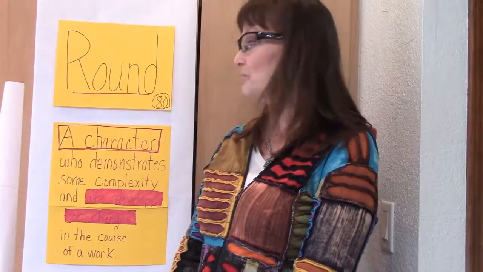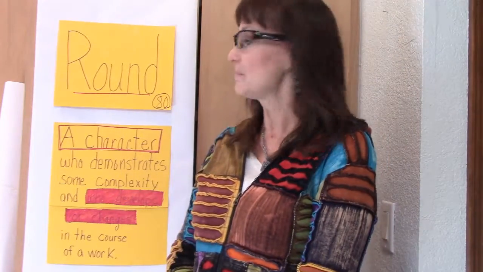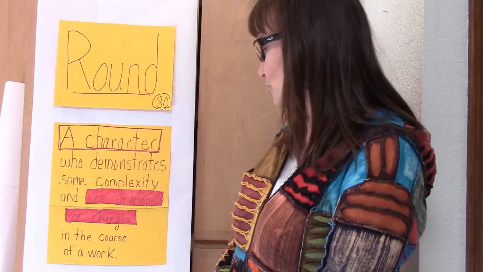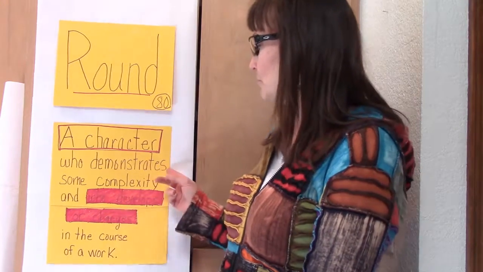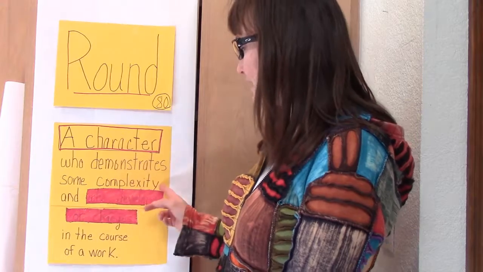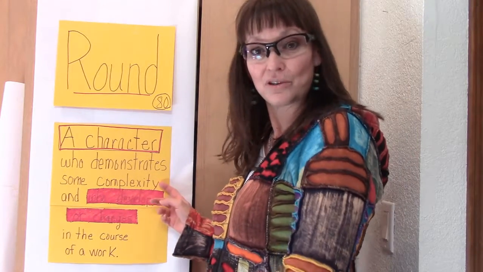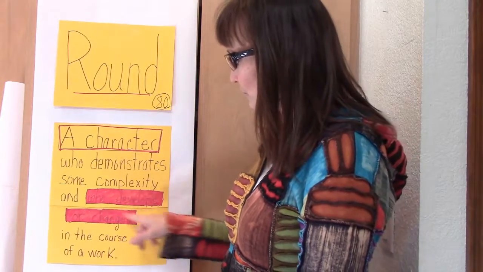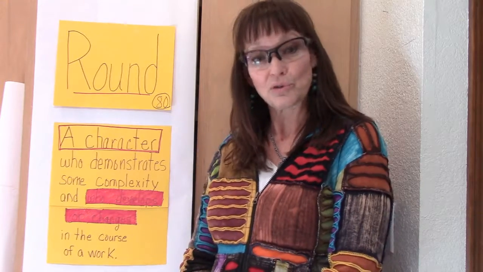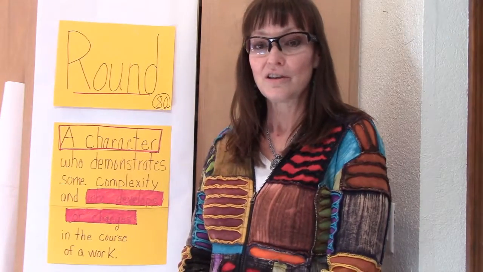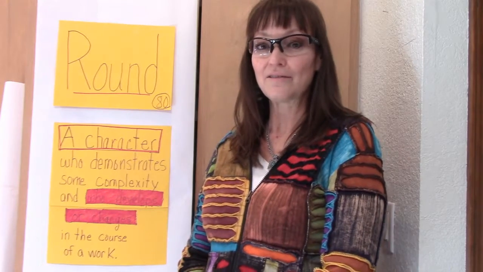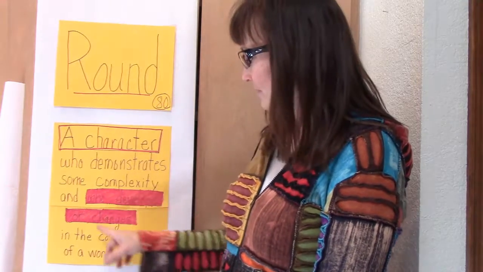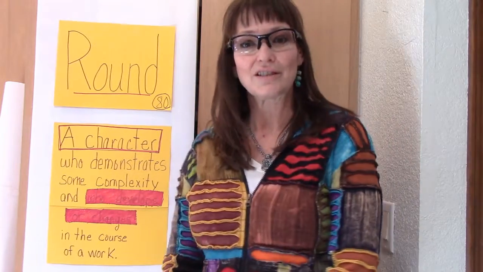Okay, so the next word we're going to do is round, and this is an archetype. It's a character who demonstrates some complexity and who develops or changes in the course of the work. Demonstrating some complexity means we know what he's thinking about, we know the dialogue he's having with characters, but the thing to remember for round is who develops or changes. Most protagonists are round characters. We ourselves are round characters in our own lives. We change and grow as we have our conflicts. But that's basically what a round character is: someone who develops or changes.